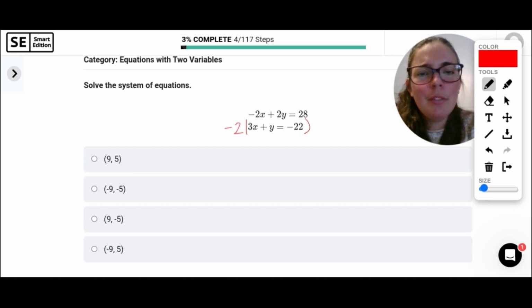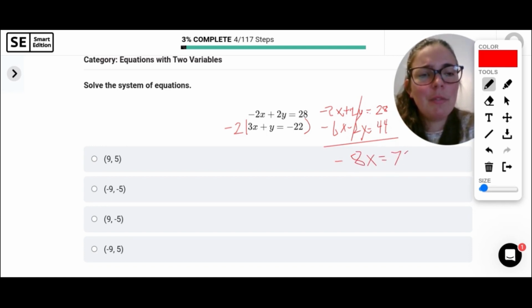So I have, just rewrite this one, negative 2x plus 2y equals 28. And then now when I multiply the bottom one, this would become negative 6x minus 2y equals a positive 44. And when I add these together, my y's are going to cancel out. So I will end up with negative 8x equals 72. And when I divide each side by negative 8, x would equal negative 9. So I know my x value needs to be negative 9.